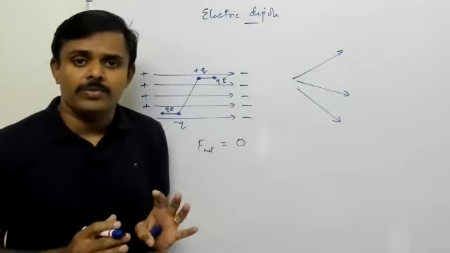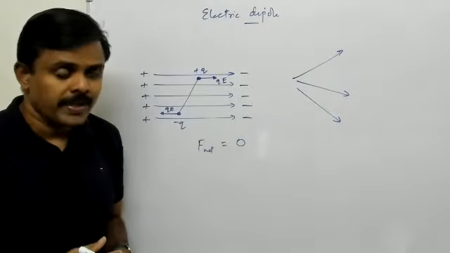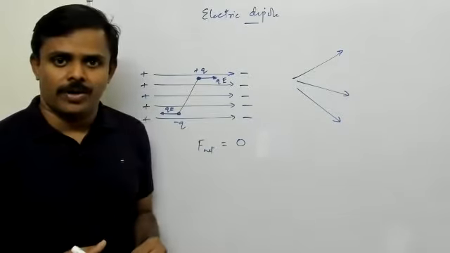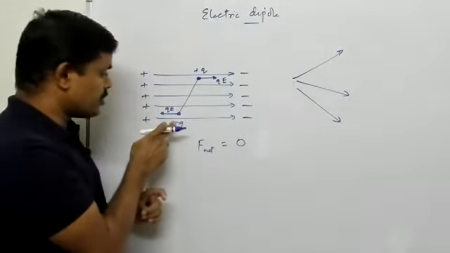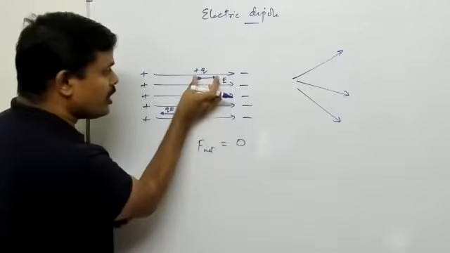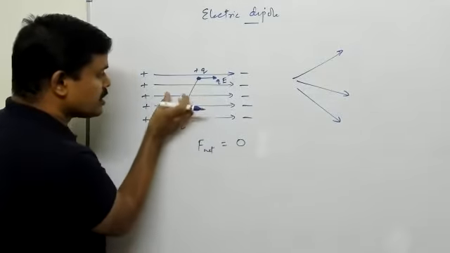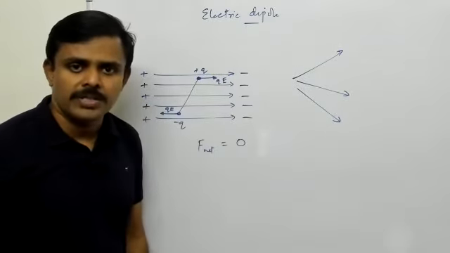Very, very important question, many times asked in foreign papers and CBSE examinations. What is the net force on this dipole? The force on the dipole to the right is QE. The force on the dipole to the left is QE. They are equal and opposite. You put them on the center of mass. They will cancel each other. Net force is equal to 0.